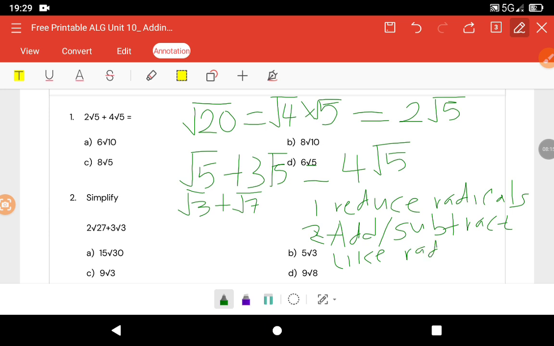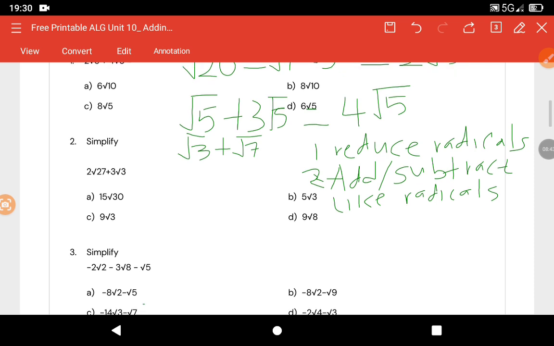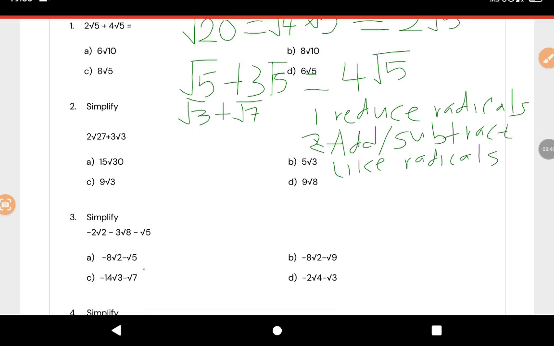This is how this thing works. Once you follow these two rules, you are good to go. You can solve as many questions as you want. So that's it. I want us to solve this first example, but let me scroll down a bit. The first example is an exercise: 2 root 5 plus 4 root 5. That's the question.